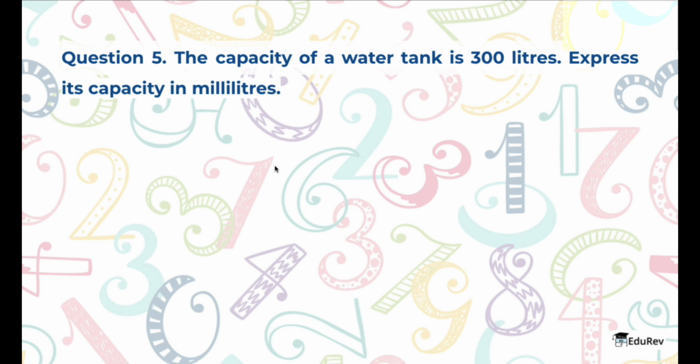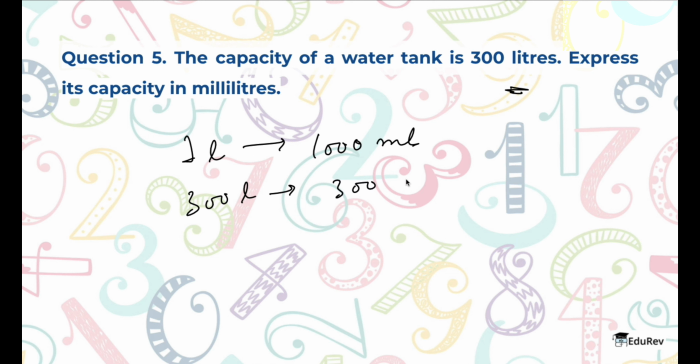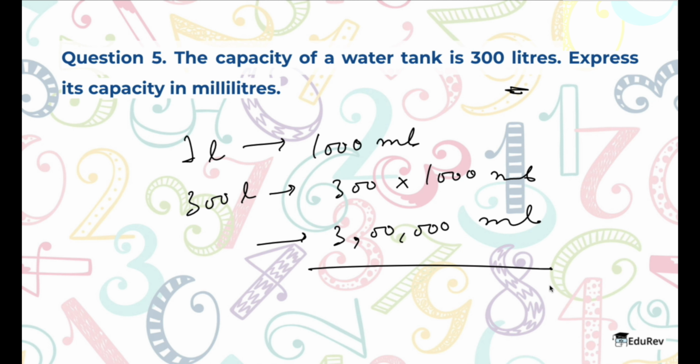Next question says the capacity of a water tanker is 300 liters. And we have to express it in milliliters. So I know that 1 liter is nothing but 1000 ml, right? So 300 liters is going to be what? 300 into 1000 ml, right? So this is going to be nothing but 3 lakh ml. And hence the capacity of water tanker is what? 3 lakh milliliters. So we have reached the end of our discussion.